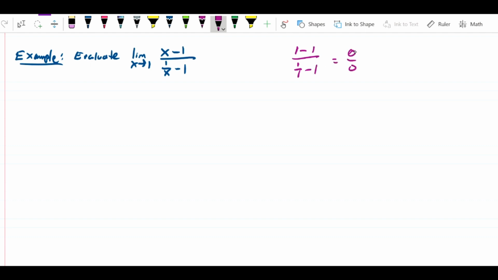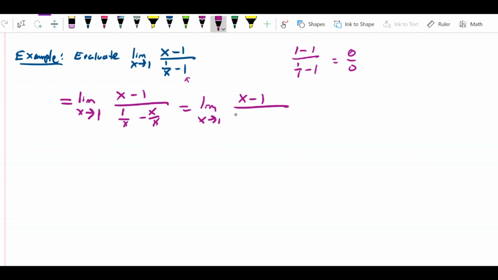So we know that we're going to have to factor something out. Really just a little algebraic manipulation will give you something that you can factor out here. So this is going to be x minus 1 over, let's simplify that expression on the bottom. Let's multiply this 1 by x over x. So that's going to be 1 over x minus x over x. That gives us the limit as x approaches 1 of x minus 1 over, and combining that compound fraction, 1 minus x over x on the bottom.